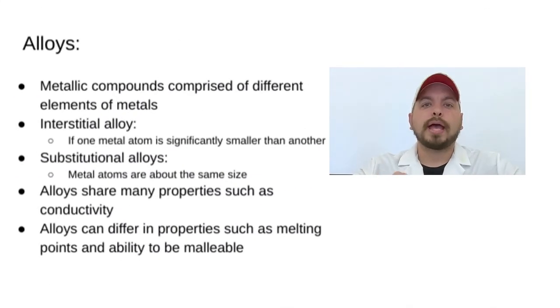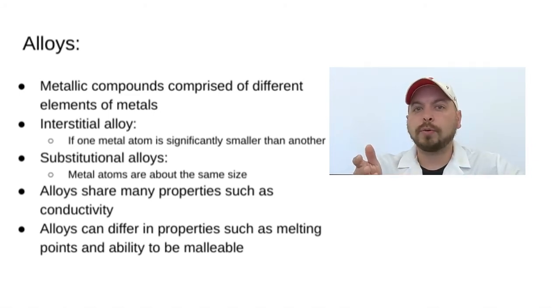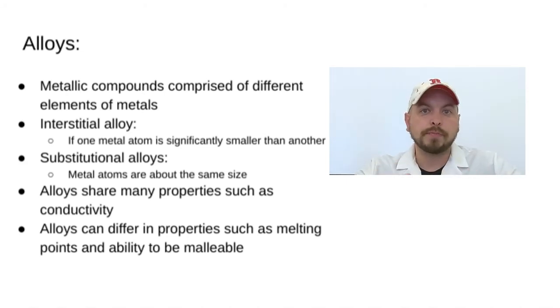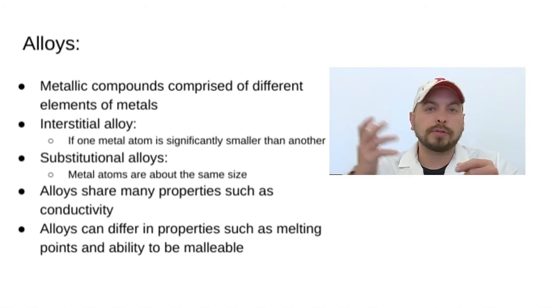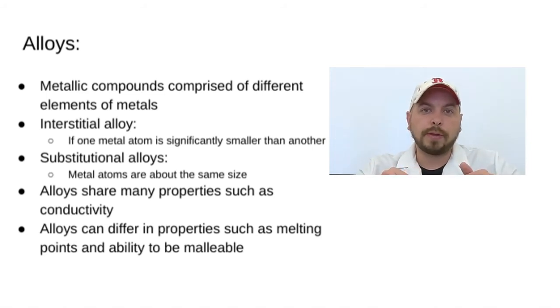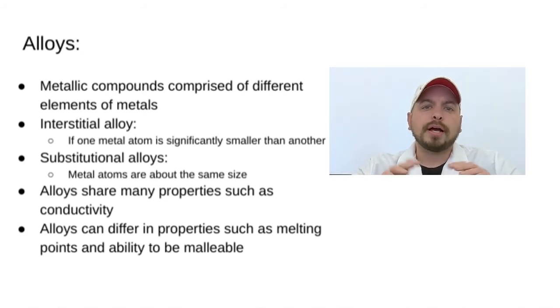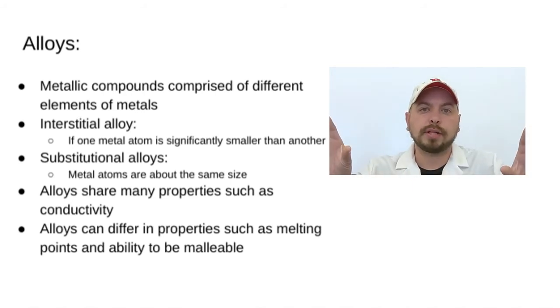So let's look at alloys. Alloys are metallic compounds comprised of different elements of metals put into the same compound. What this means is that you could have either a substitutional or an interstitial alloy if the metal atoms have similar sizes or dramatically different sizes. So if one metal atom is significantly smaller than the other, it's going to be an interstitial alloy. And if they're about the same size, they're going to be substitutional alloys. Because they're all metals, though, they do share many qualities, such as conductivity. So even alloys tend to be conductive because they're still experiencing a sea of electrons.